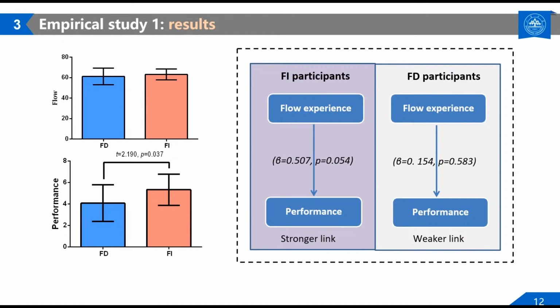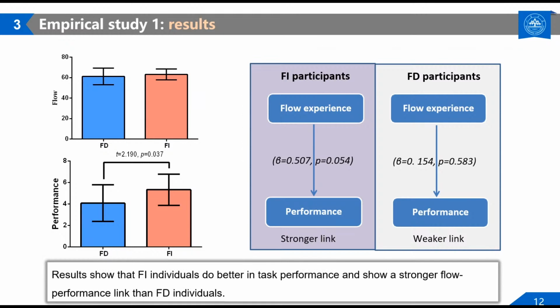Results from FI participants showed that flow marginally predicted the task performance. In comparison, data from FD participants showed that flow didn't significantly predict task performance. These results supported the hypothesis, proving that FI individuals do better in handling the distractors and showed a stronger flow performance link than FD individuals.